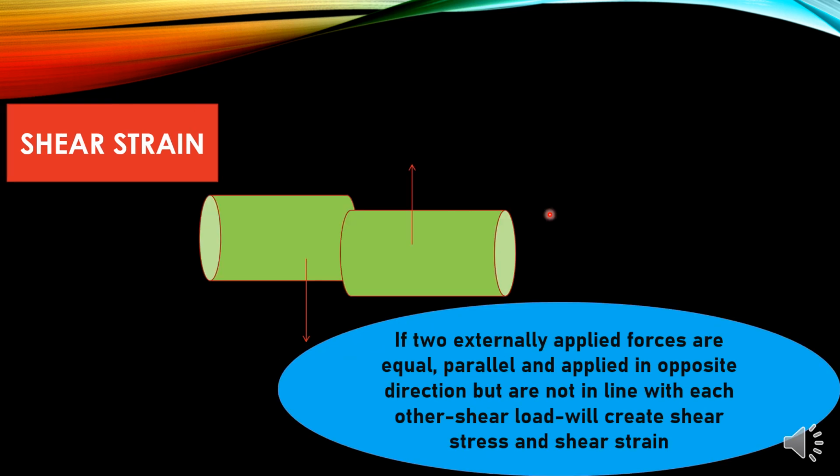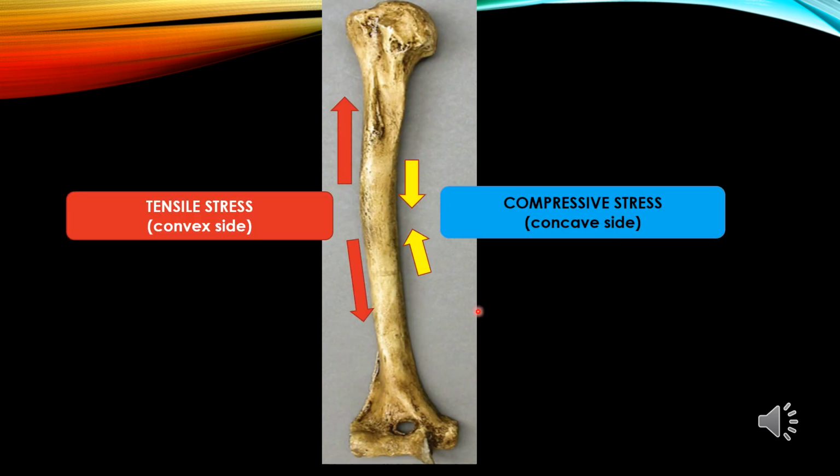So let us talk about shear strain now. If two externally applied forces are equal, parallel and in opposite direction, but they are not in line with each other, that will create shear strain inside the structure. So let us see how these stresses are created in our body. Let us take an example of the humerus. You can see in the diagram on the convex side, tensile stresses are being created that can lead to tensile strain, and on the concave side, compressive stresses are being created that can lead to compressive strain.